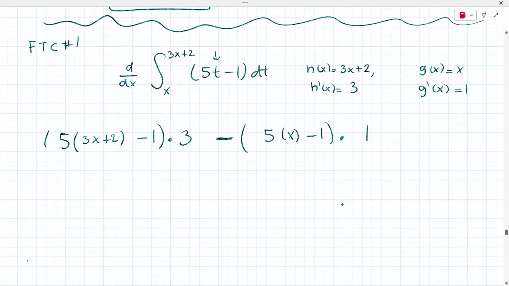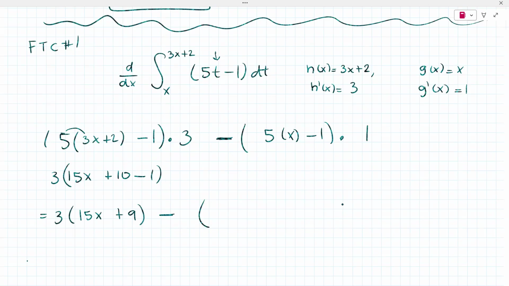Okay, and let's clean this up. So 3 times 5x is 15x, and then 5 times 2 is 10, minus 1, times 3. So that's going to be 3 times 15x, 10 minus 1 is 9, minus, this would be 5x minus 1. 5x minus 1 times 1 is just 5x minus 1. And then you have this 1 here, so that's minus 1.